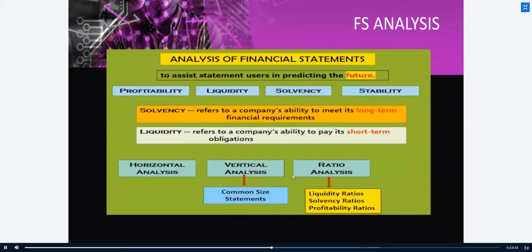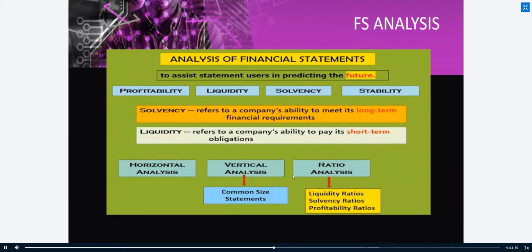Of course, we have already defined what solvency is and compared it with liquidity. Liquidity is the ability of the company to pay its short-term obligations, while solvency refers to the ability of the company to meet or pay its long-term financial obligations. So we've discussed the different financial statement techniques, namely horizontal analysis, vertical analysis, and ratio analysis.